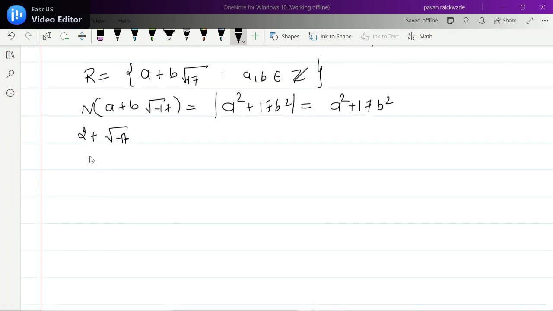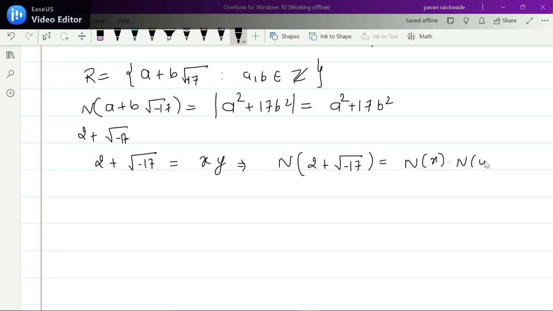Okay, so we have to check for the element 2 plus root minus 17, if I am not wrong. Any element is called irreducible whenever it is expressed as a product of two elements, then one of them must be a unit. This is our definition of irreducibility. So let's check. Suppose we can express this element 2 plus root minus 17 as a product of two elements x and y.